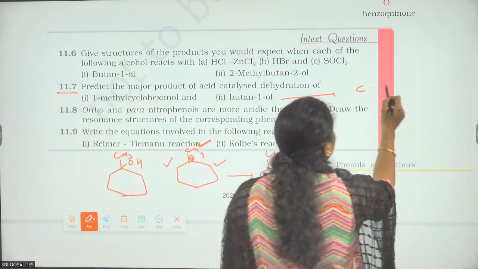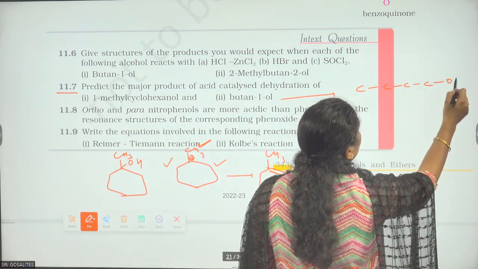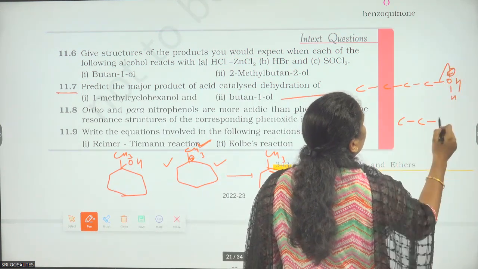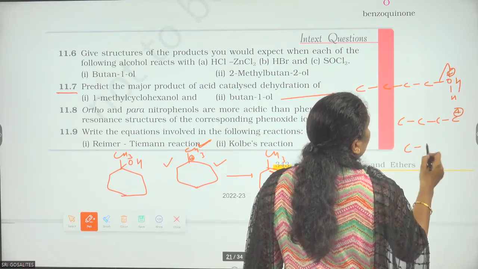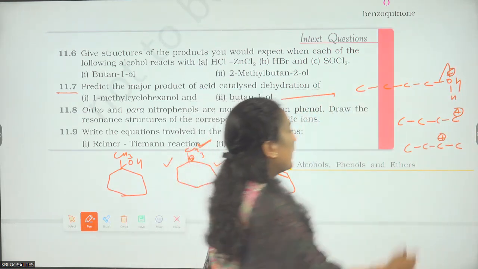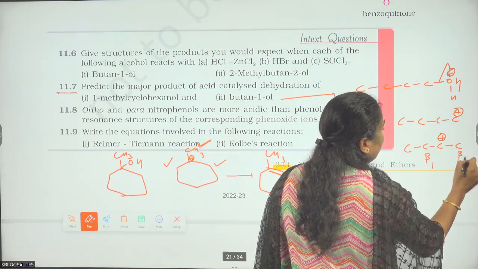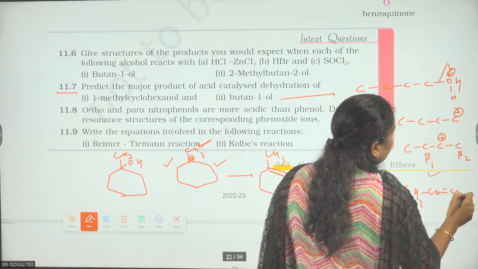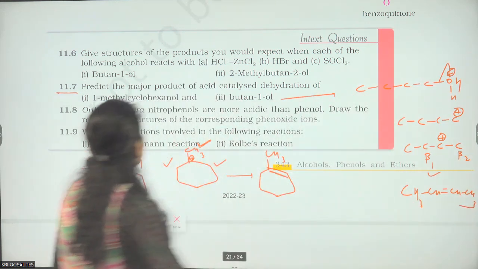Butan-1-ol. This is butan-1-ol. First of all, by doing the protonation, you'll be removing it. Then you shift it so that you get a more stable carbocation. After that, there are two possibilities, beta 1 and beta 2. Remove it from beta 1. So you'll be getting CH3, CH double bond CH, CH3 like that. Clear about this?